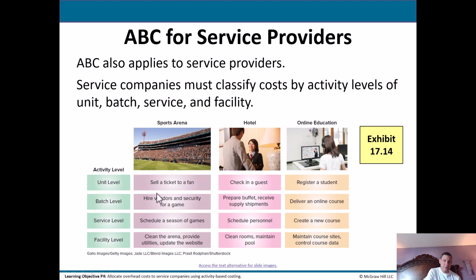Sports arena. Now the unit level would be selling a ticket to a fan, right? Because they have to think of each ticket or each fan as a unit. Batch level would be hiring vendors and security for a game, because you don't have to do that for each fan. Service level, schedule a season of games. And then facility level, clean the arena, provide utilities, and update the website.